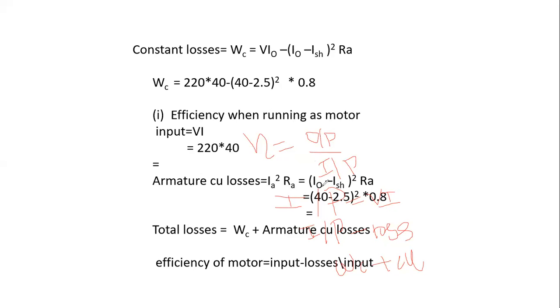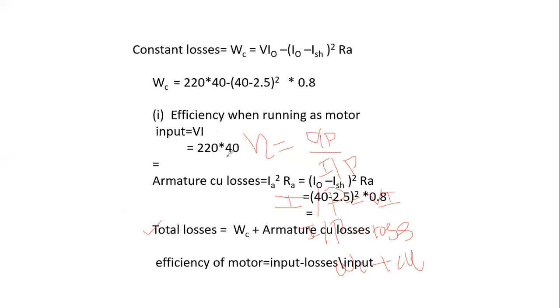This is the no load test, that's why we take I naught. Therefore, the armature copper losses are I naught minus ISH whole square into RA. Next we calculate the total losses, that is WC plus armature copper losses. Next we calculate the efficiency of a motor, that is input minus losses by input.